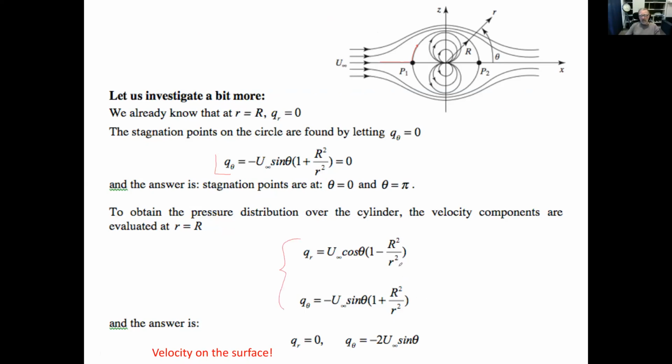So if you put r equal to capital R, then we end up with zero in the radial direction, as I tried to convince you before. But in the tangential direction, we get this: it's 2 times u sine theta. So it starts from 0, goes up, and is a sine and comes down very much like that. So that's a sine shape.